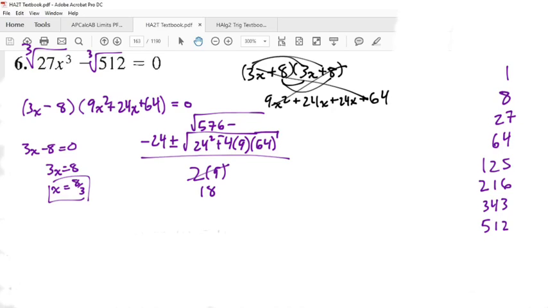Come on, give it to me. 2,304. Okay, can you subtract 576 from that? Okay, so we have 24. Make sure I write it right. Negative 1728. Okay, let's make sure that looks like an 8. Okay, and that's divided by 18.